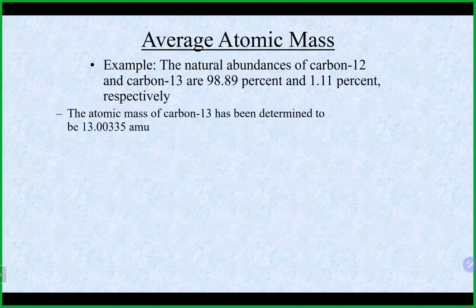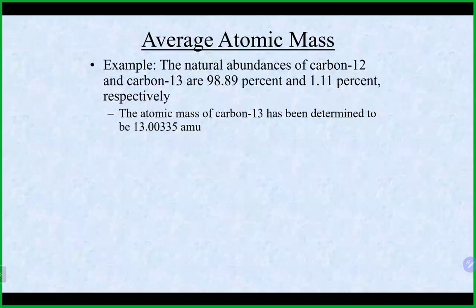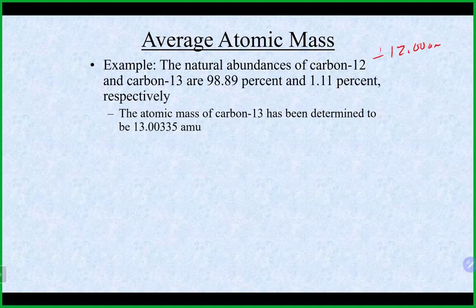So, for example, if we look at carbon in general, the two naturally occurring isotopes for carbon are the carbon 12 isotope, which has a mass of 12, like we were talking about, and that occurs about 99% of the time. And there's also the carbon 13 isotope, which occurs just over 1% of the time, and that has a mass of about 13 AMUs.